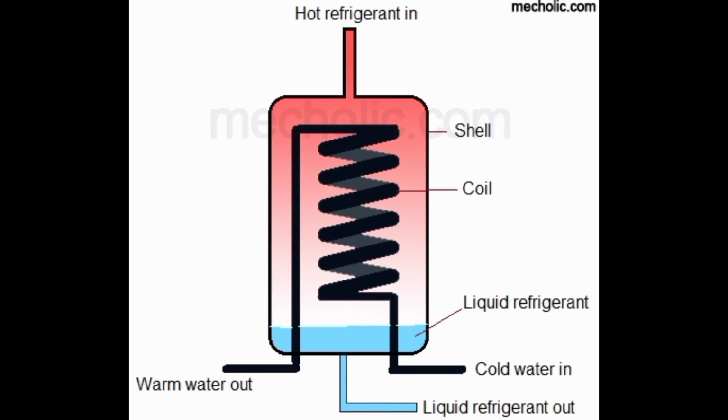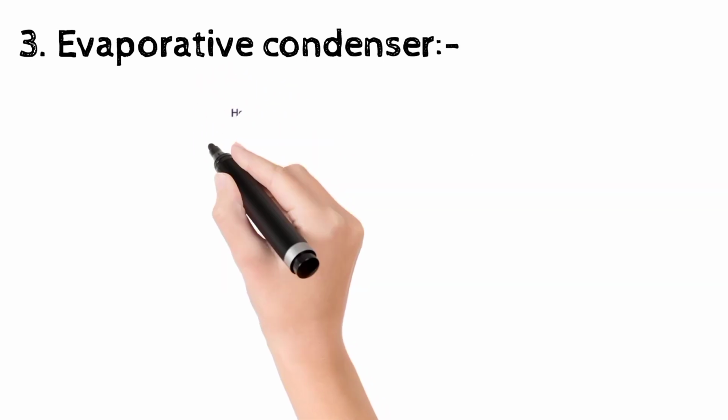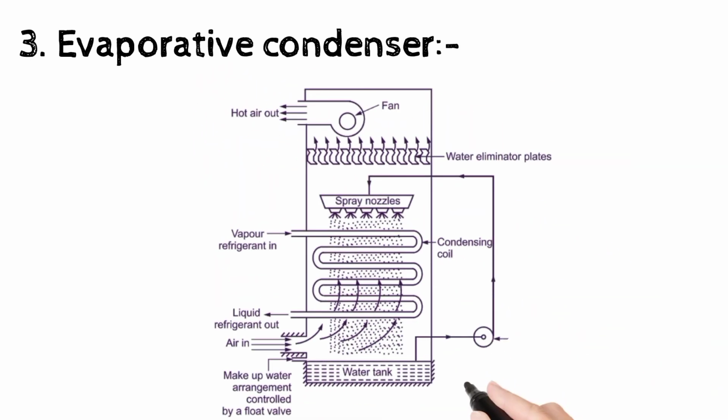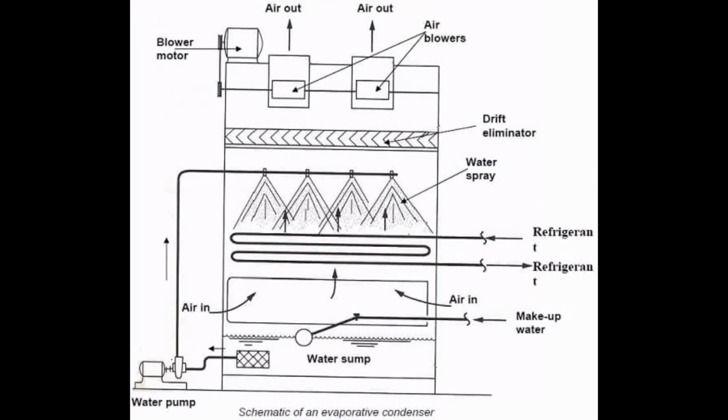The hot refrigerant reduces in temperature and goes into a cool state. At the same time, cold water becomes warm water inside the coil because of the heat absorption. Coil is made up of copper, shell is made up of steel.